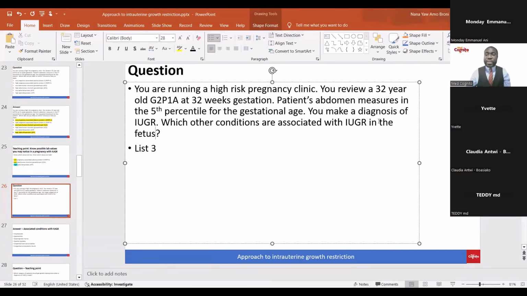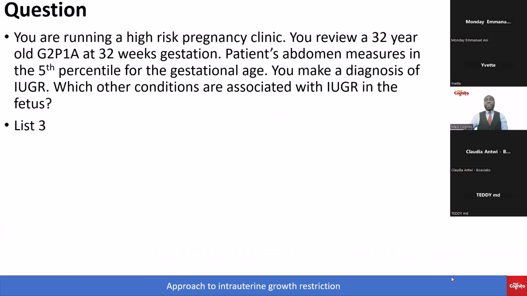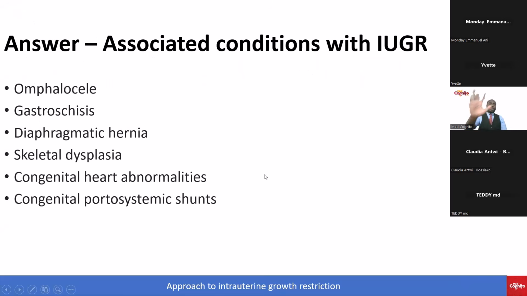Okay, which other conditions are associated with IUGR in the fetus? Neural tube defects. Congenital heart disease. Congenital heart disease. What else? Edwards syndrome, fetal diabetes, gestational diabetes. Okay. So what are the associated conditions with IUGR?